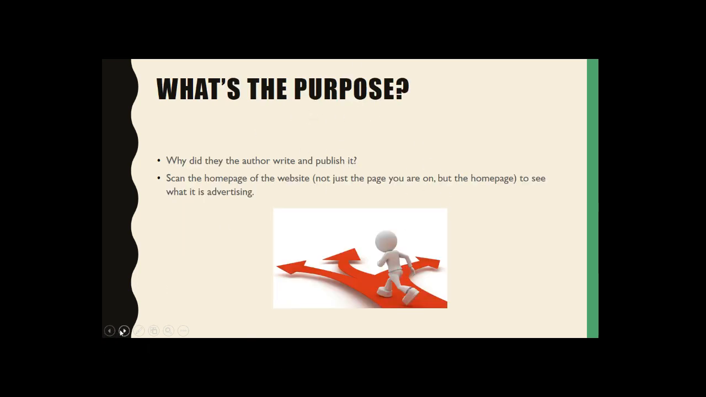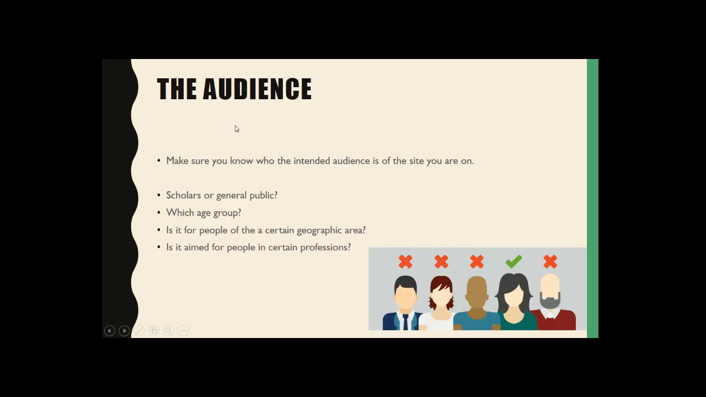Now, think about who the audience is. Make sure you know who the intended audience is of the site you're on. Is it scholars or just the general public? What age group? Is it for people of a certain geographic area? Is it aimed at people in certain professions? By asking yourself these questions, you're going to be able to narrow down who this website is for and whether you should be using it.